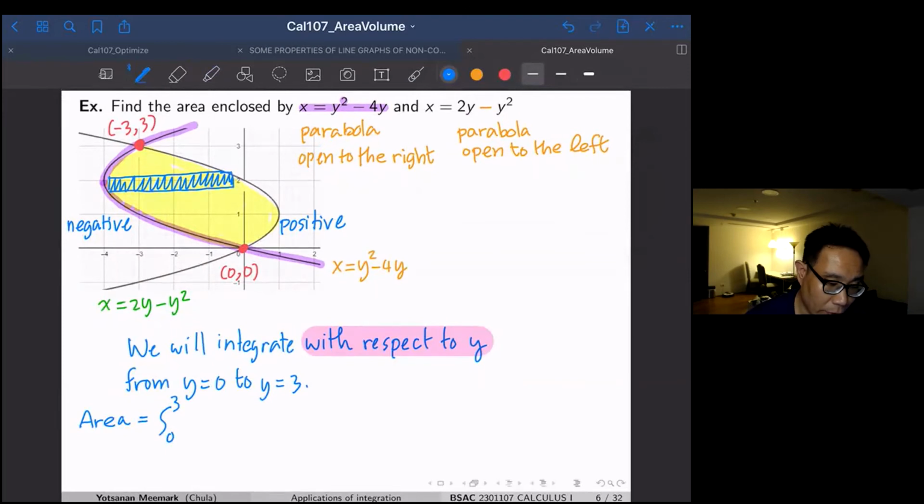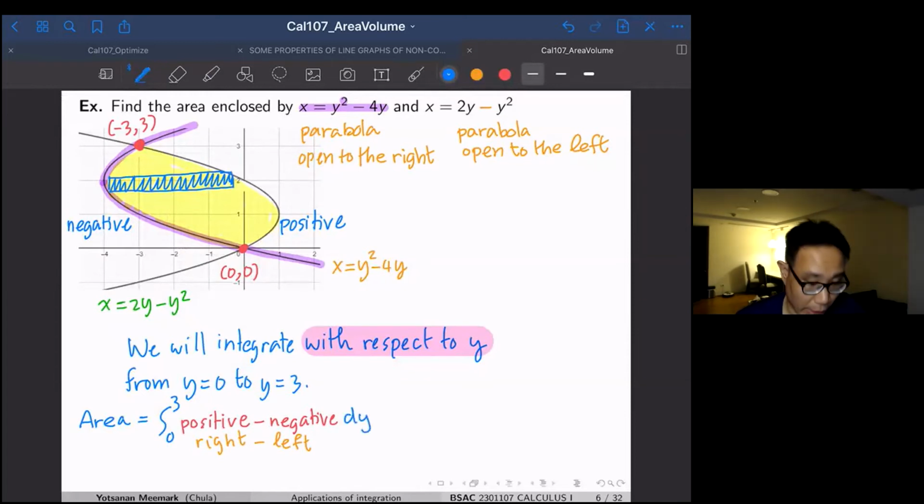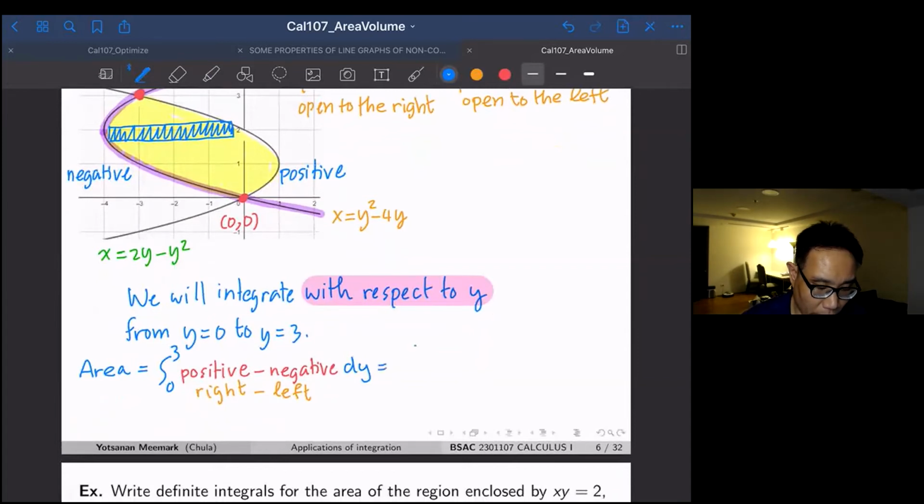And you see that it's not going to be the top subtracted by the bottom. This guy will be the positive subtracted by the negative, or sometimes I call it the right side subtracted by the left side. That's the thing that you have to be concerned with. And here you see that it's going to be dy, not dx. Then you're going to set it up. It's going to be the integral from 0 to 3. The right one turned out to be the green one, and the left one turned out to be the orange one.